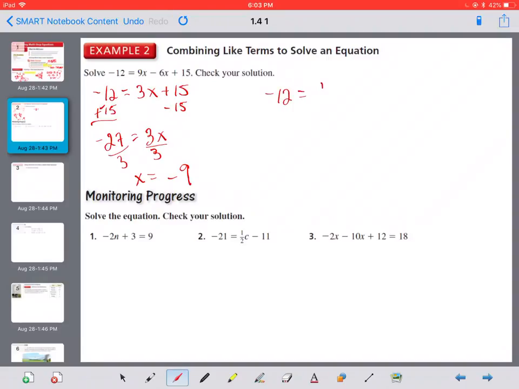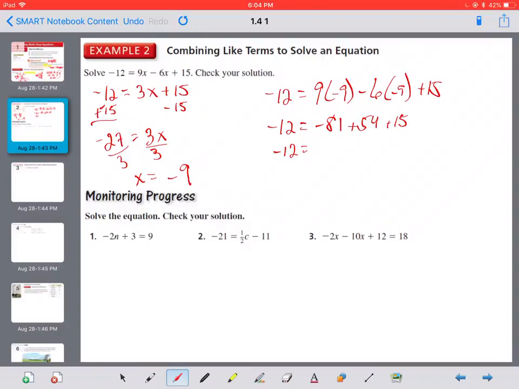Okay, check our solution. Let's plug it in. -12 equals 9 times -9 minus 6 times -9 plus 15. -12 equals -81. Now, negative makes positive. 6 times 9 is 45. No, that's 54. Get your fingers right. Be the eraser.